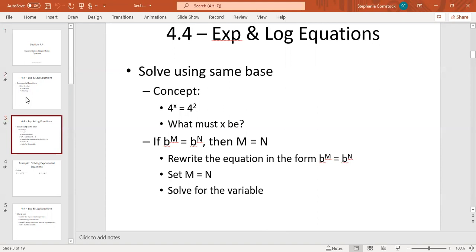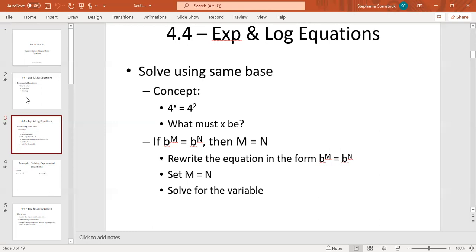First, for the same bases, the concept is if I have 4 to the x equals 4 squared, we're trying to figure out what value x has to have, so we're matching parts and pieces. They both have a base of 4 and we have the equal sign, so the x and the 2 must also be equivalent. So x has to be 2. Putting that into math notation, if I have b to the m equals b to the n, having the same base, then m has to equal n.